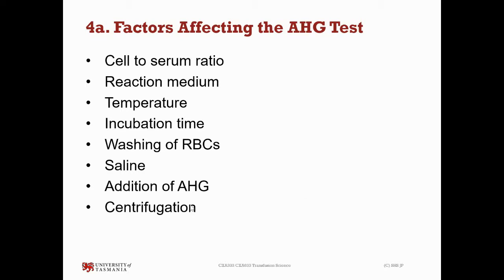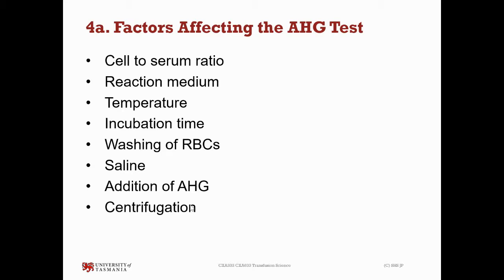Adding the AHG is extremely important. If you don't add the AHG, then you're not going to get the bridging between your sensitized red cells and you're not going to get the agglutination. That's why when you have a look on the video or when you go into the lab, you'll notice that the AHG reagent, the Coombs reagent, is coloured green. So it's really, really easy to see when you've added it and when you haven't.